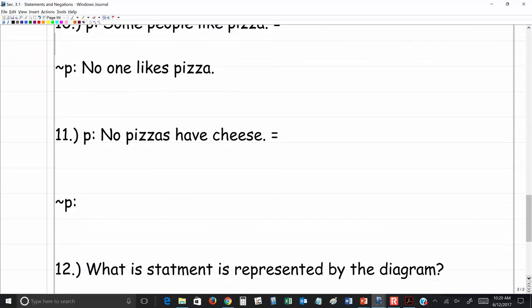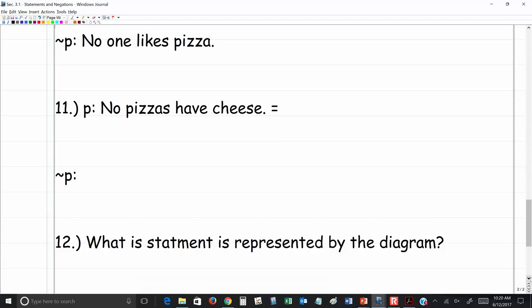So for number 11, it says no pizzas have cheese. And so your negation of that could be some pizzas have cheese, or at least one pizza has cheese.